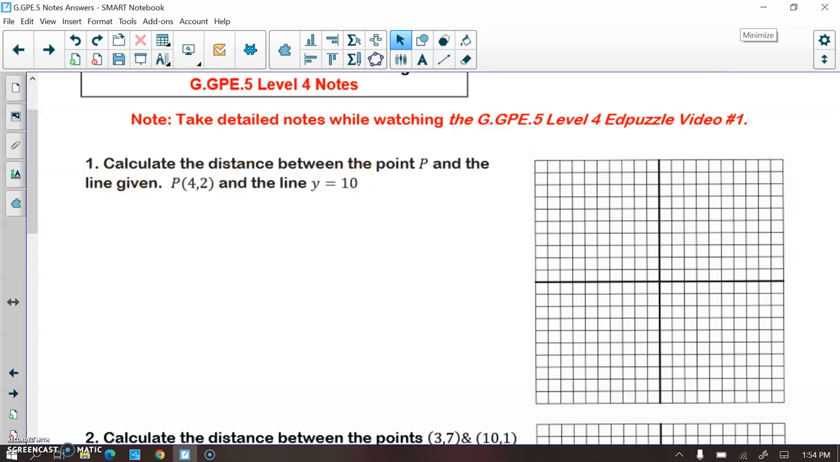And so for number 1, it says calculate the distance between point P, which is at the point 4, 2. So let's plot that. Here's point P, and the line y is equal to 10, which is this horizontal line up here. And so when I say calculate the distance, we're talking about the shortest distance. And the shortest distance from a point to a line is the perpendicular line that goes to the line given. So going perpendicular from point P to that line, we can just count 1, 2, 3, 4, 5, 6, 7, 8. 8 units.